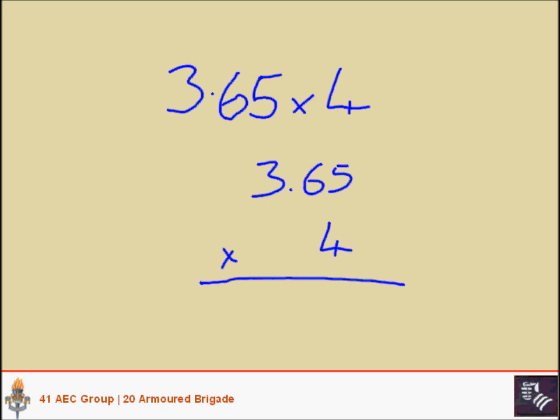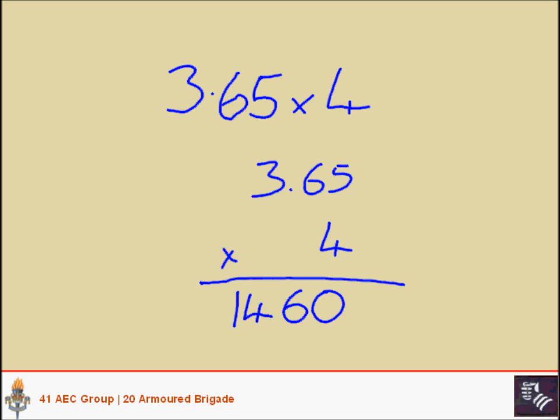Now we carry out the multiplication. The best thing to do is ignore the decimal point and treat this sum as a normal multiplication sum. For example, 365 times 4, which will equal 1,460.